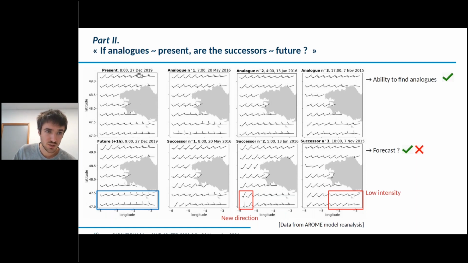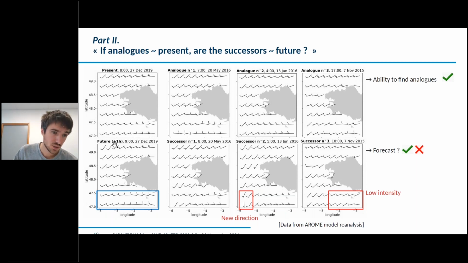This is what I call the present, from the 27th of December 2019. And these are the 3 best analogs that we can find in a 5-year database from the Rome model reanalysis. And you can see that again, we're quite able to find good analogs. The wind situation is fairly well reproduced.